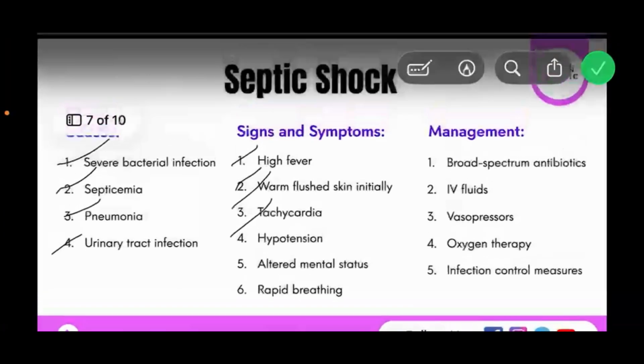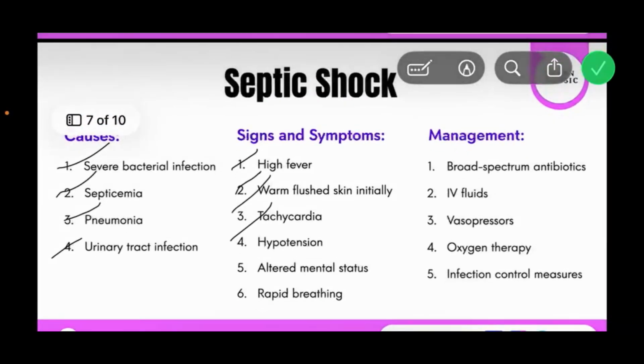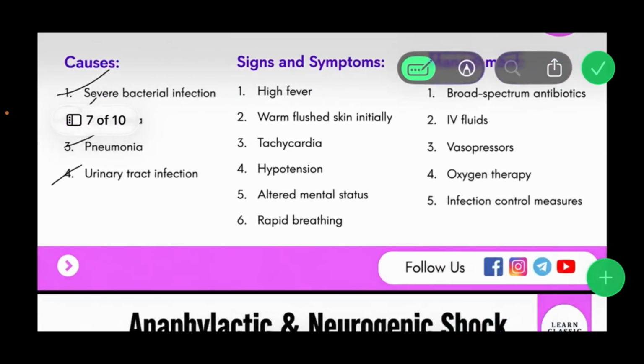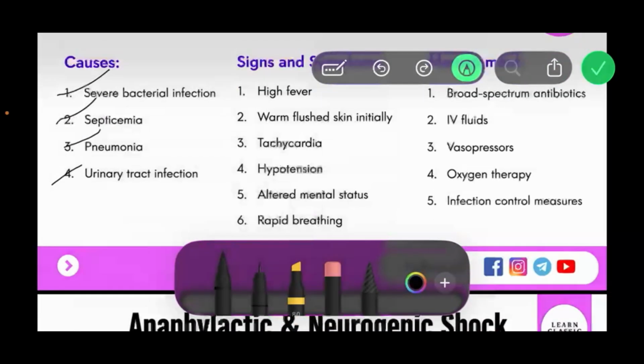Okay, coming to septic shock. The main causes of septic shock are severe bacterial infection, septicemia, pneumonia, urinary tract infection. So these are the main causes of septic shock. Then signs and symptoms. Signs and symptoms are high fever, warm flushed skin initially, tachycardia, hypotension, altered mental status, rapid breathing. There will be initial warm flushed skin.